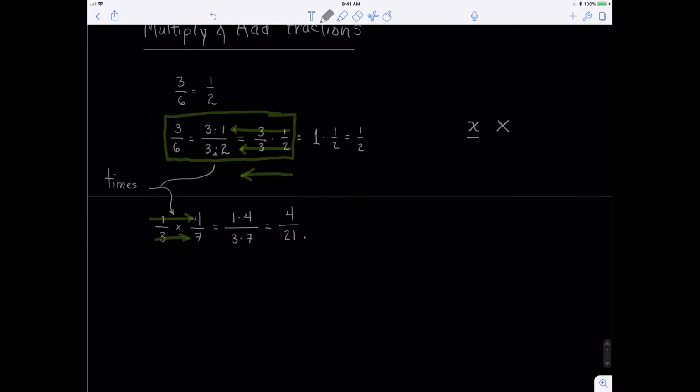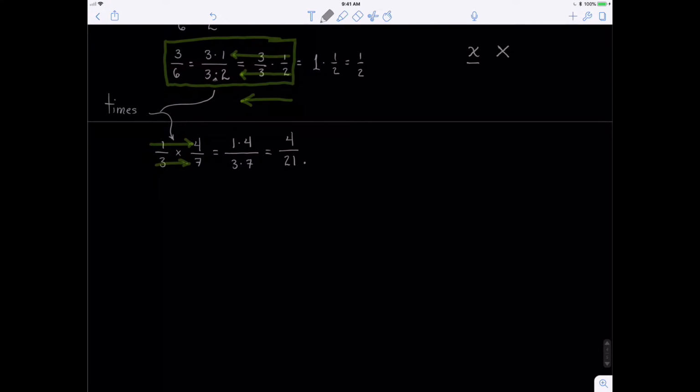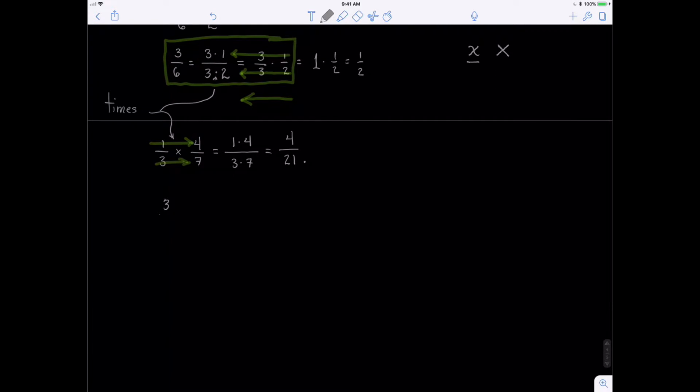Now, let's try a problem that has another step inside of it. Let's try 3/4 times 2/7. Now, nothing changes. We go straight across. We're going to multiply the numerator and the denominator. So I have a 3 times a 2 over a 4 times a 7. So 3 times 2, that's 6. And 4 times 7, well, that's 28.